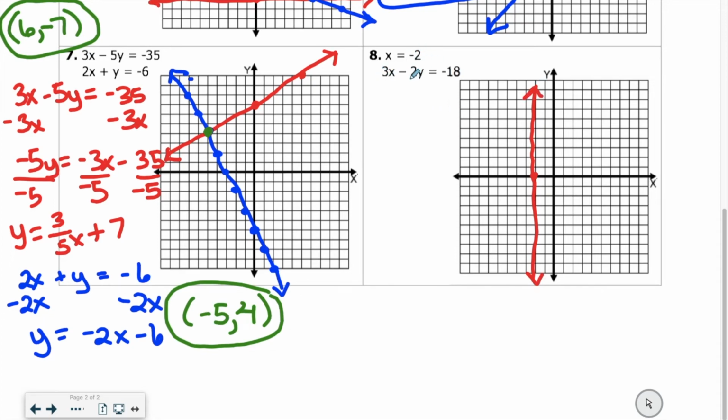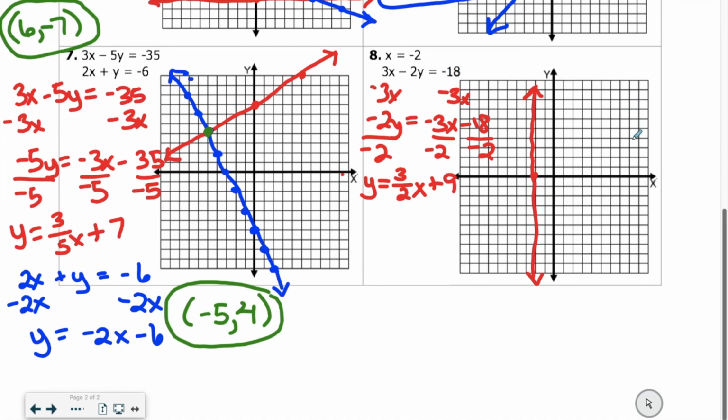And then we have 3x minus 2y equals -18. So we're going to subtract 3x. And you're left with -2y equals -3x minus 18. Divide by -2 on everything. And you're left with y equals negative divided by negative is a +3 over 2x. -18 divided by -2 is a +9. So we'll start at 9. 1, 2, 3, 4, 5, 6, 7, 8, 9.